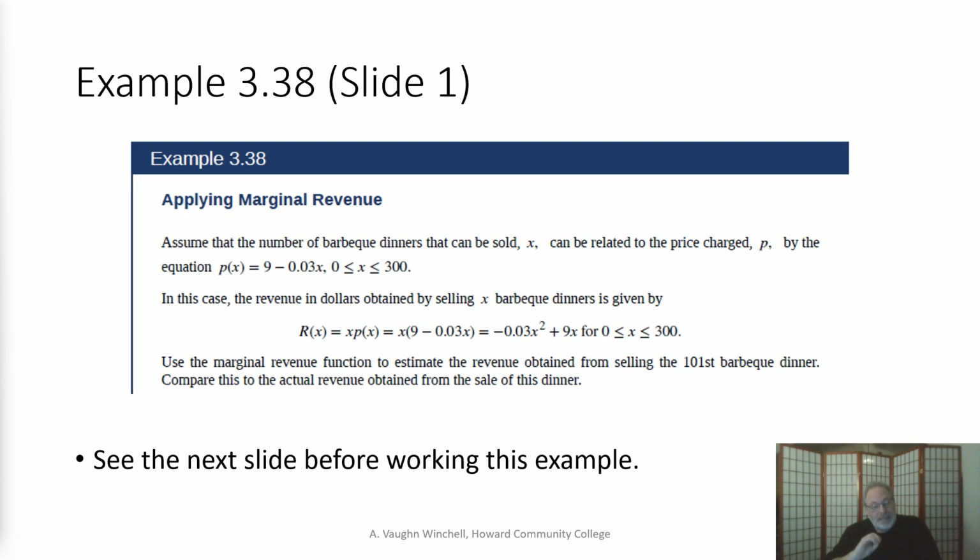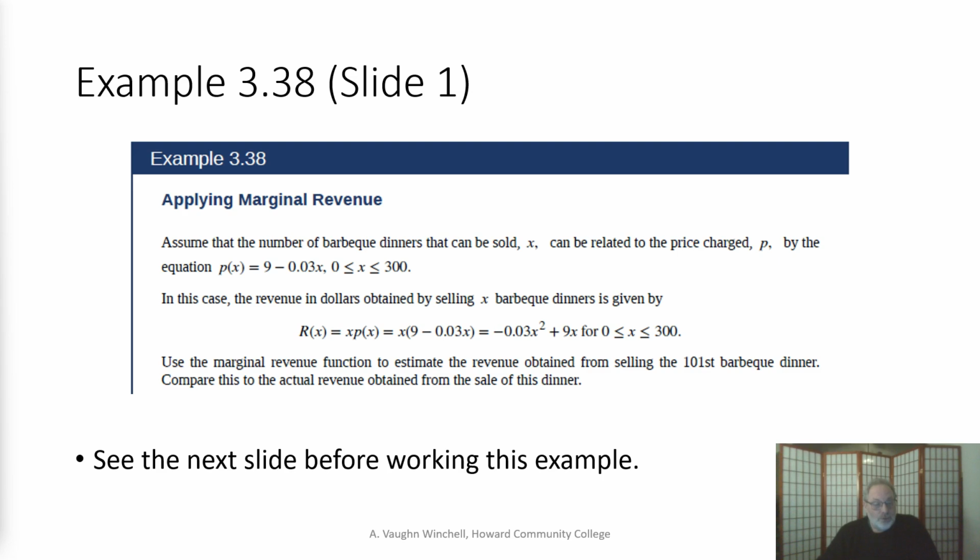Right? So this P of X is the price I should charge if I want to sell X of them. It tops out at 300 because if X is 300, then this becomes 9 minus 9, which is 0. So if I want to sell 300 of them, just don't charge anything, give them away for nothing. 300 people will take them.